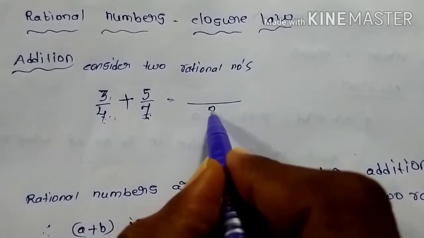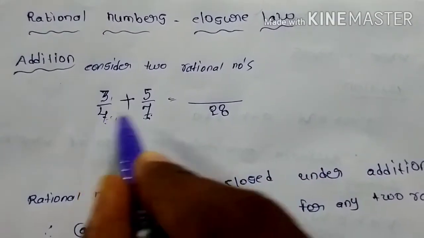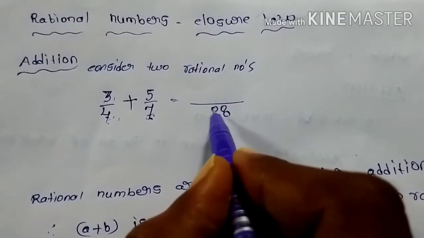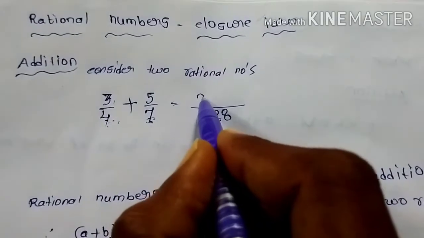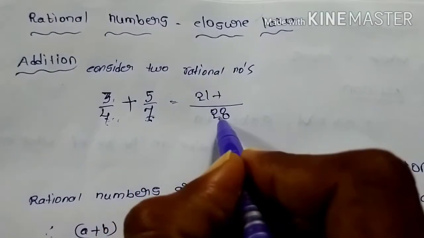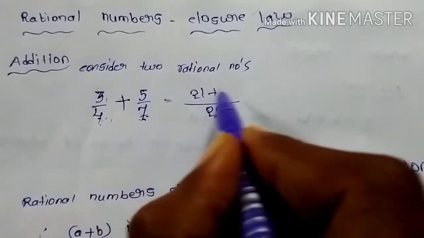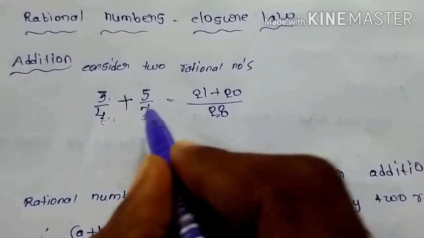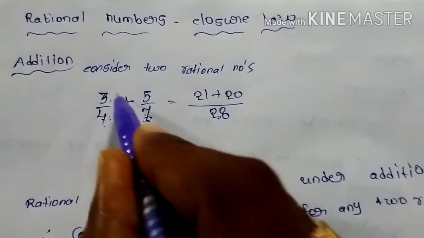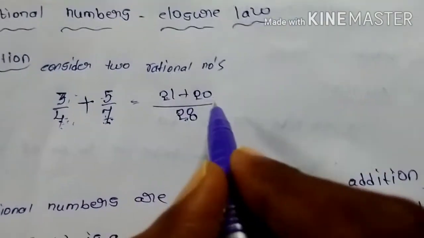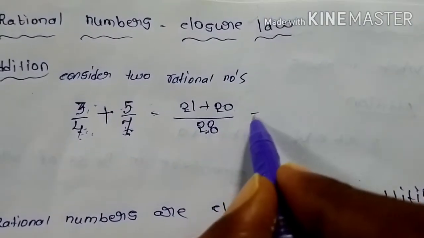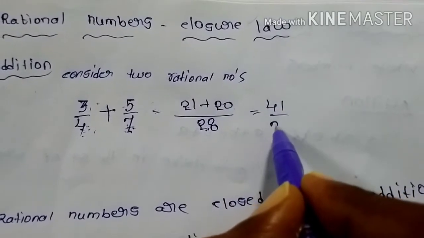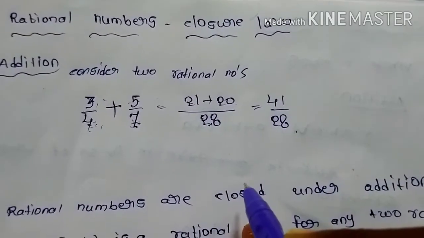The LCM of 4 and 7 is 28. 7 fours are 28. 7 threes are 21, plus 4 fives are 20. Otherwise you can do cross multiplication directly: 7 threes are 21, 4 fives are 20. See here, 21 plus 20 is how much? 41. So 41 by 28. Is it a rational number or not?